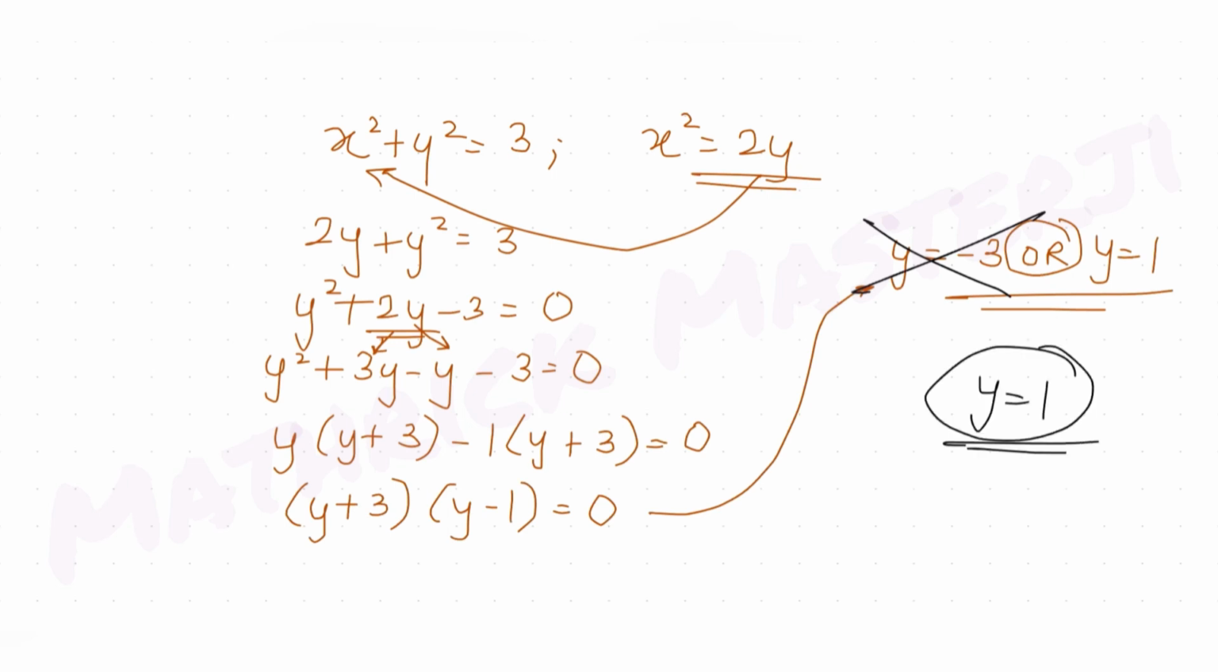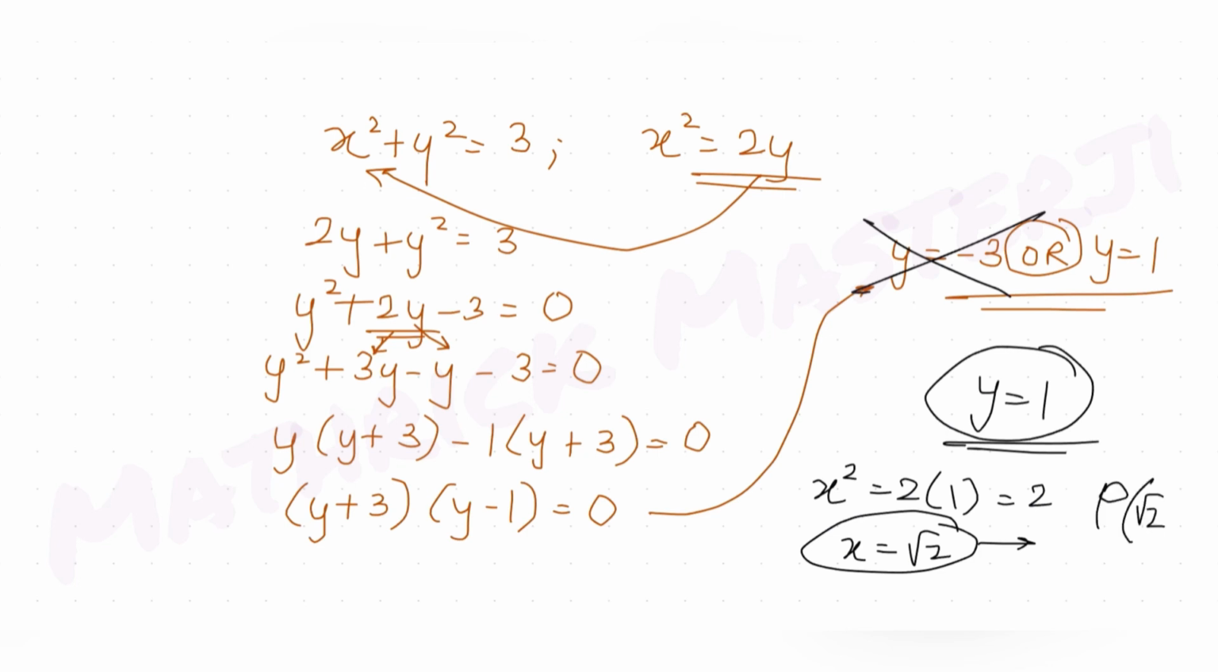Once I get y, I can find the x coordinate. x square equals 2 into 1, which is 2, so x becomes root 2. Here x can be plus or minus root 2, but since x and y have to be positive, I am taking x as positive directly. That gives me the coordinates of P, which is root 2 comma 1. So I have one coordinate, that is P.